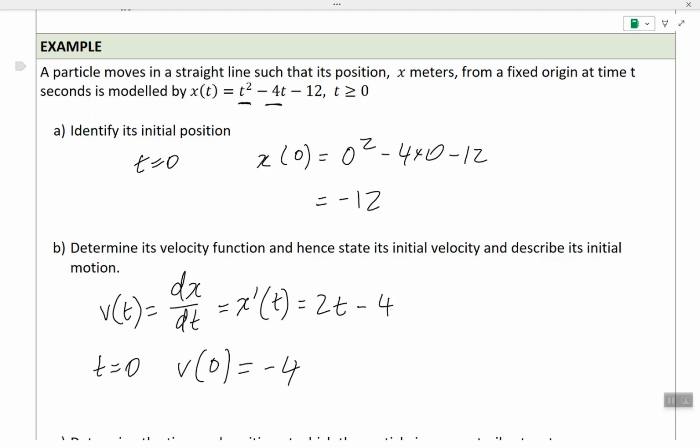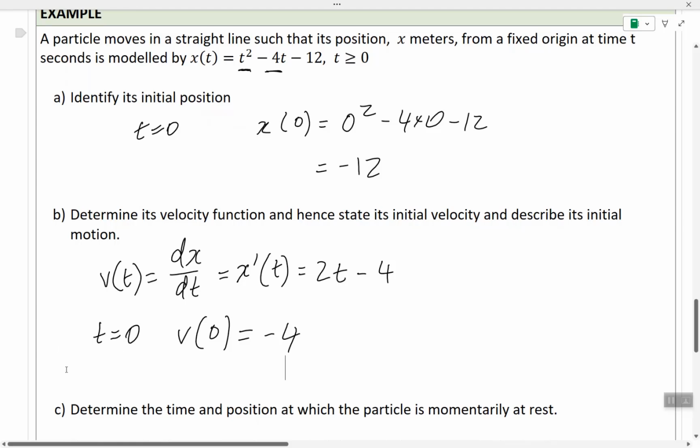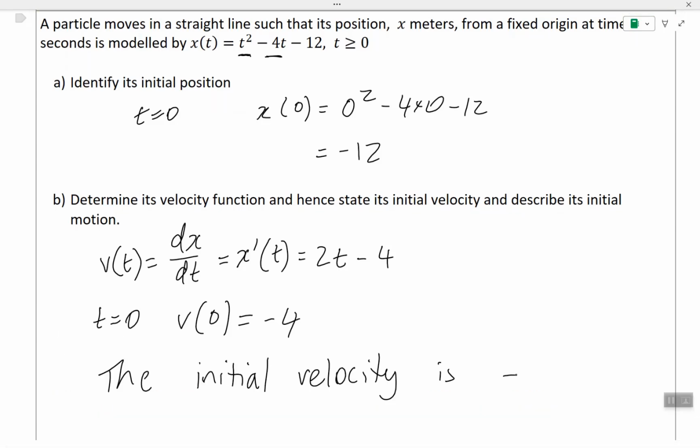Again, the negative represents something. It's not crucial for today's lesson, but just keep that in mind. So, I guess it is the third part of B. Describe its initial motion. The initial velocity is negative 4 meters per second. Negative. Does it say anything about direction in the question? It just says it's in a straight line. So the negative either represents down or left, most likely.